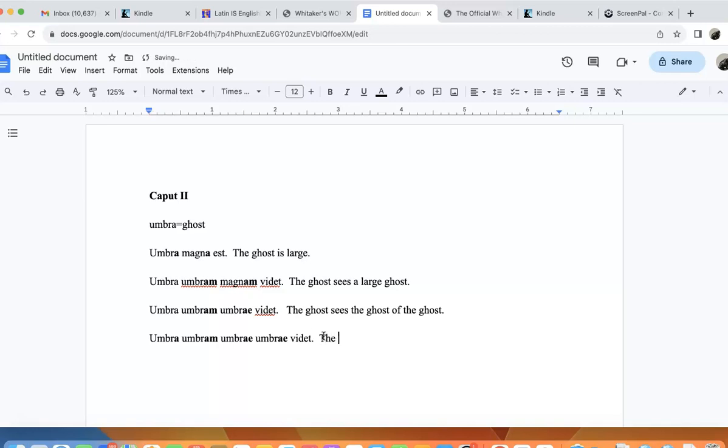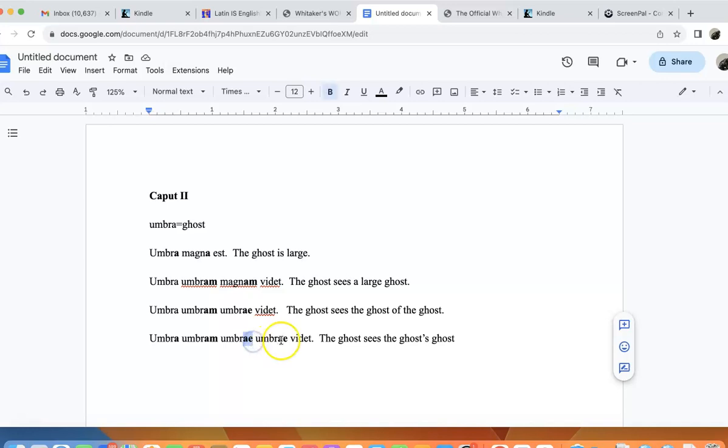And once again, somewhat of a nonsense, but the ghost sees, so that's umbra videt. The ghost sees the. Now here I'm probably going to use the apostrophe just because otherwise it was more absurd. So the ghost's ghosts. So here, anytime you have apostrophe, once again, that is genitive.